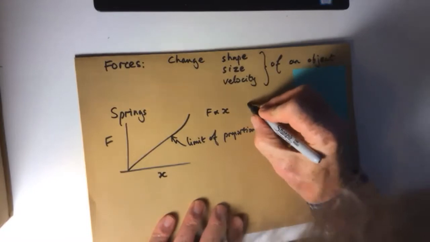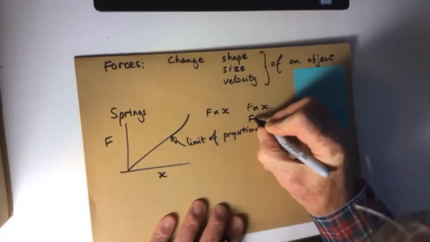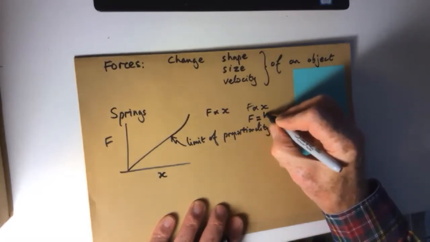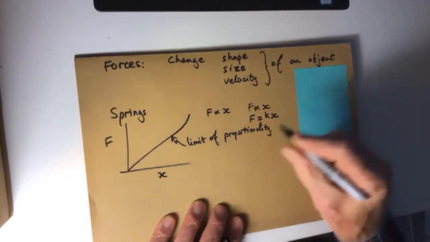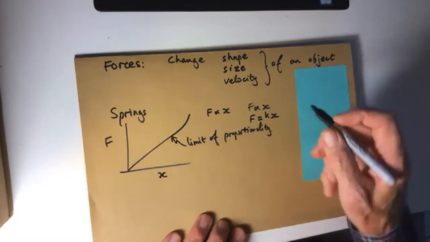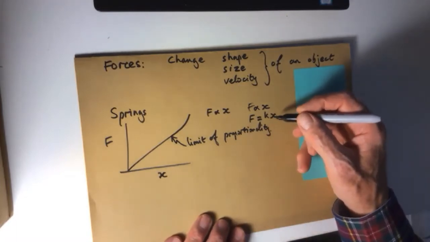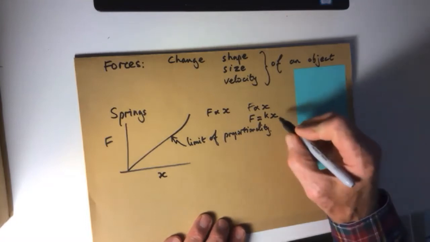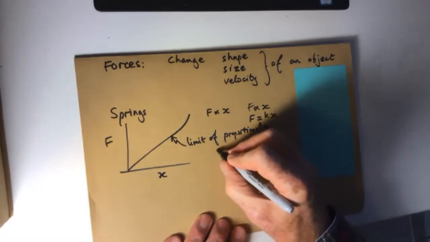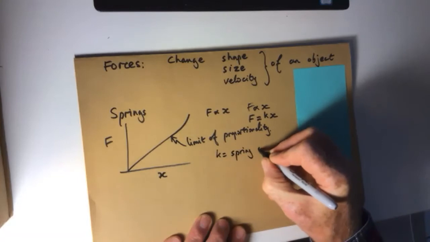It is supposed to be F is proportional to X, but we want to use an equal sign. F equals something X, K. F equals KX. Okay. Now force is in newtons. Extension is in meters. It could be centimeters in your experiments or in your exam, but we should use meters. And K is the spring constant. Let's write that in. K is the spring constant.